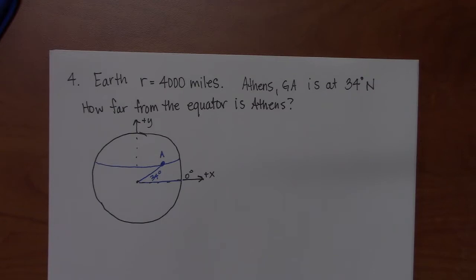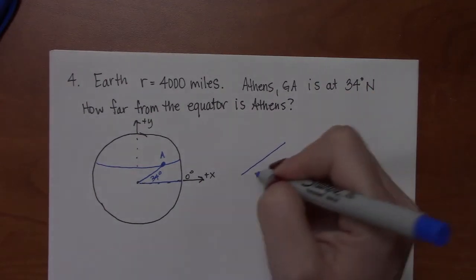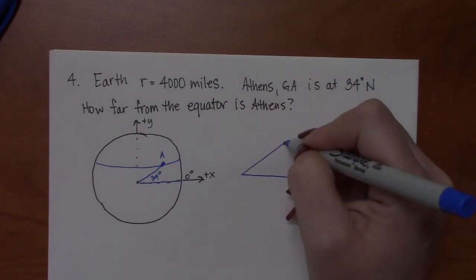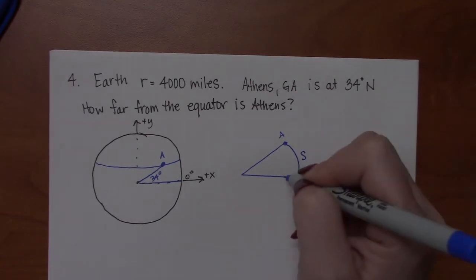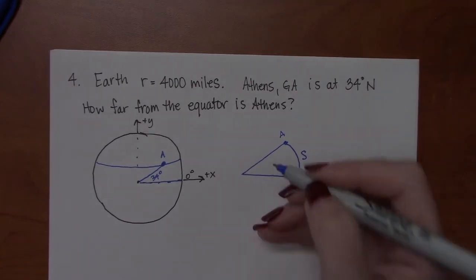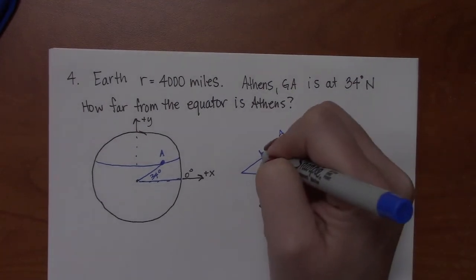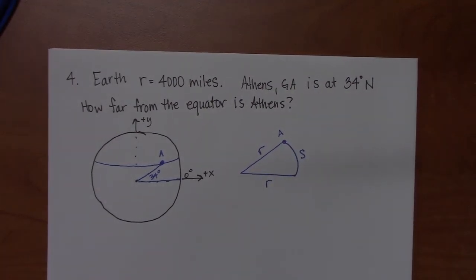So the distance from the equator to Athens is actually, and I'm going to just draw it over here so we can see it a little bit better, if that's Athens and the equator's here, what they're really asking you to do is find the arc length. So this is the radius of the Earth. This would represent the radius of the Earth.